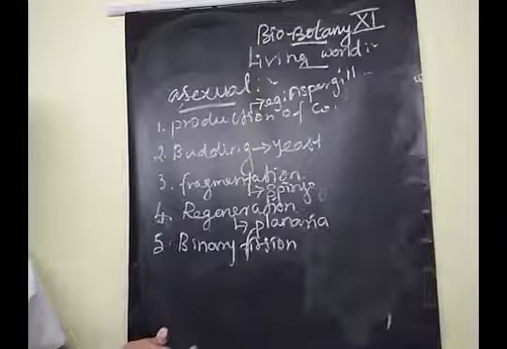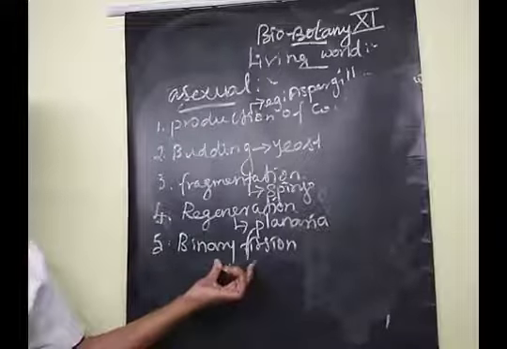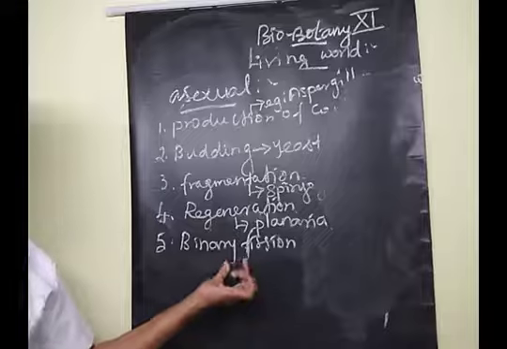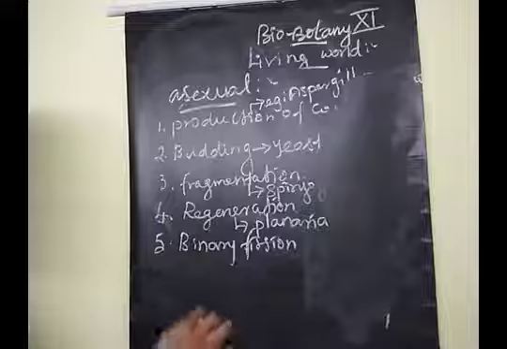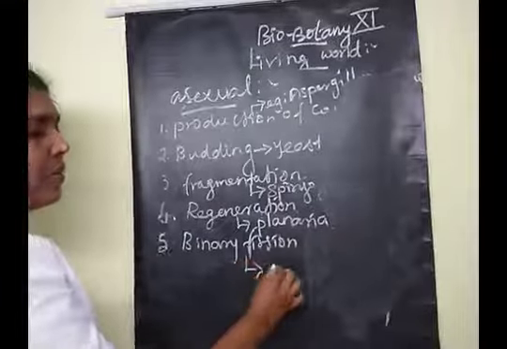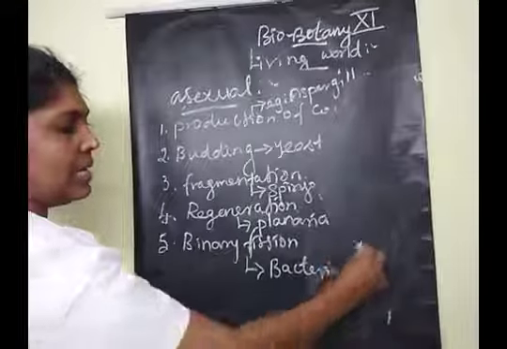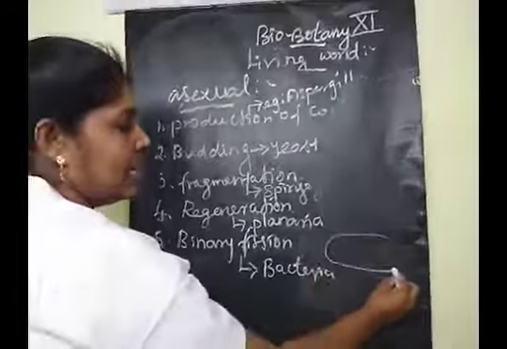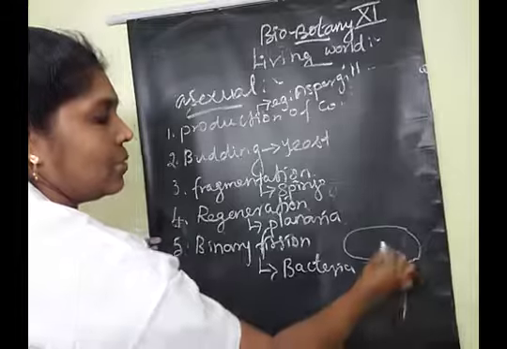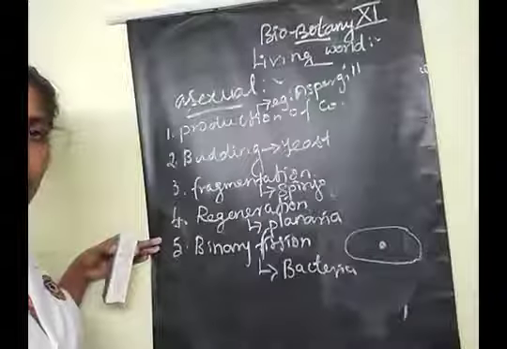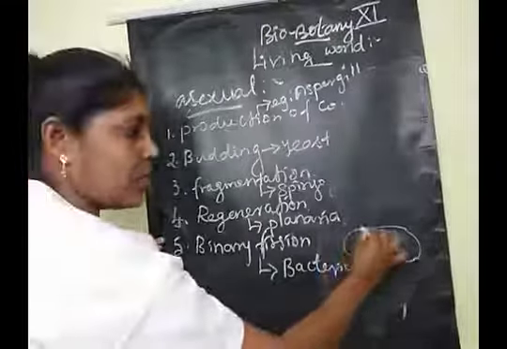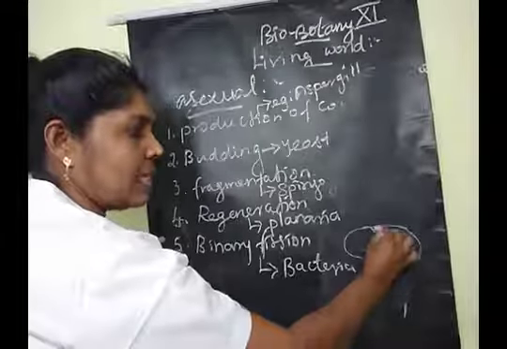Binary fission means the vegetative cells divide into two. The dividing of the plant body, or the dividing of the cell into two, is known as binary fission. A good example is the bacterial cell. Just imagine one bacterial cell with the nucleus at the center. First the projection appears and the cell starts dividing like this.